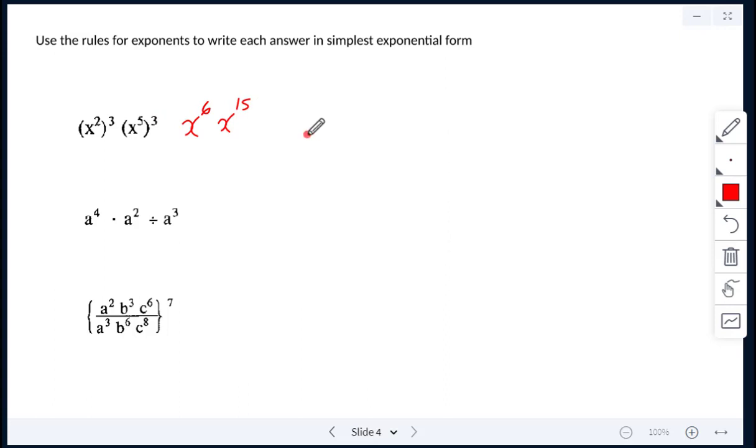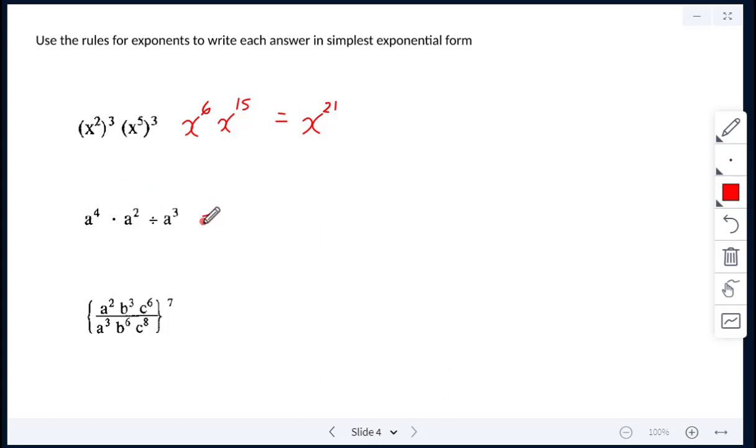All right, but notice we can now use our product law as well, because we have the same base, x times x, so therefore we can add our exponents, right? So we would add our exponents now, 6 plus 15, which would give me 21. So in this particular example, we were able to apply the power of a power law as well as the product law. All right, let's take a look at our next example.